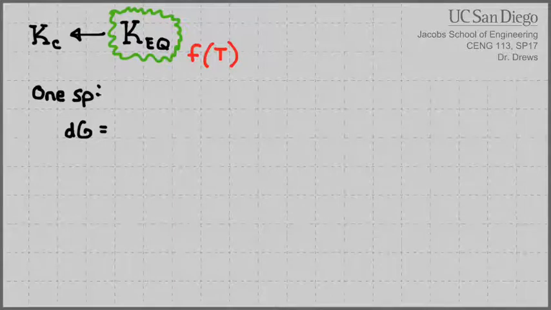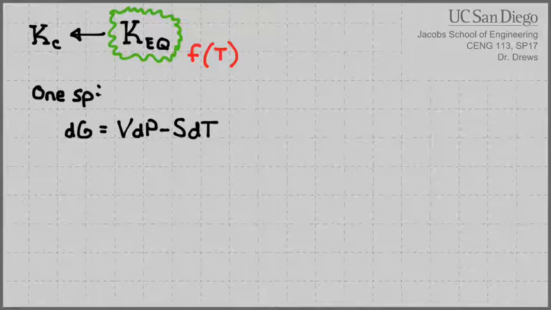Who remembers the change in Gibbs free energy as being equal to the volume times the change in pressure minus the entropy times the change in temperature? Who didn't get that tattooed on their fingers? I got it. Also recall from thermo that the Gibbs free energy was simply defined as the enthalpy minus the product of the temperature and the entropy. Right, there weren't a lot of different ways.